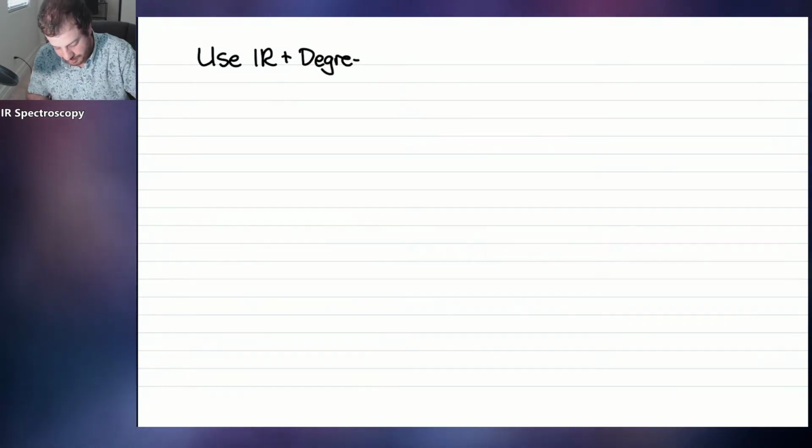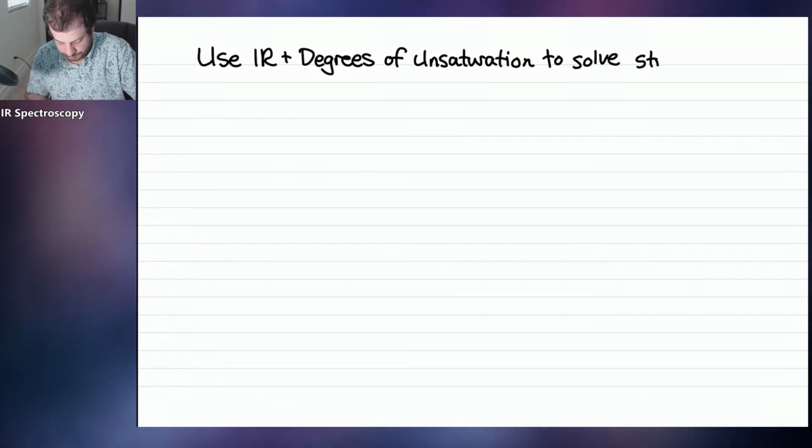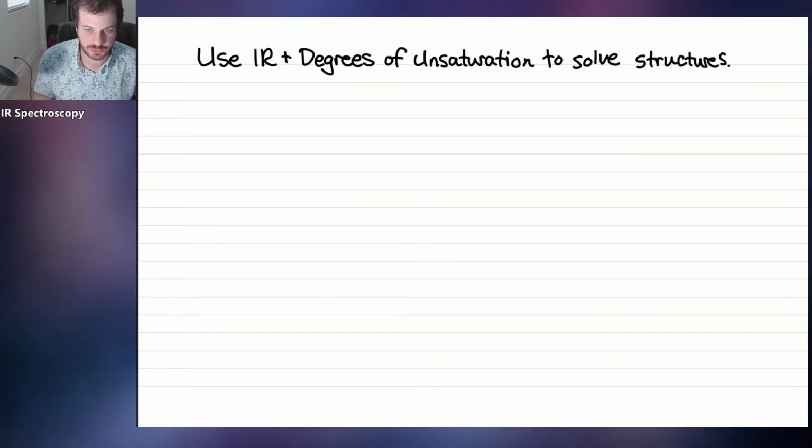So in this class, we will use IR plus degrees of unsaturation to solve structures. That is our goal. And this is a big part of organic chemistry lab, because when you make something in the lab, a new compound, you need to be able to prove the structure of it. So degrees of unsaturation helps us solve the structure.